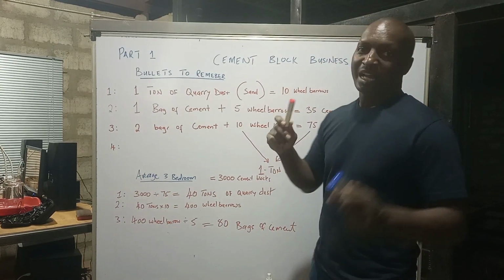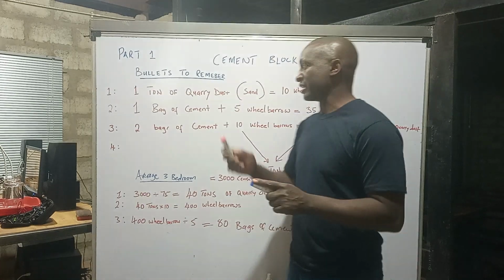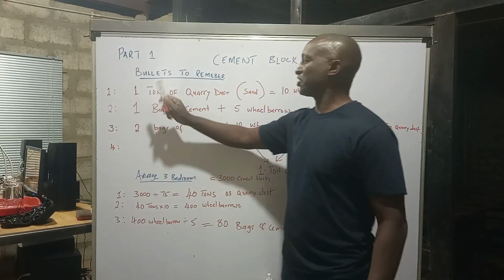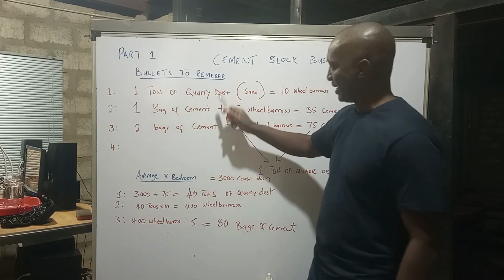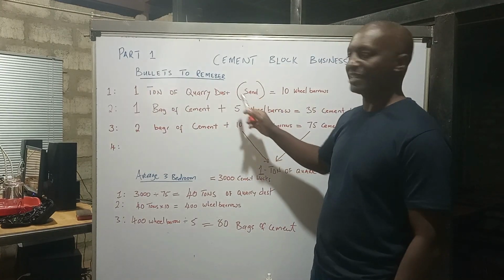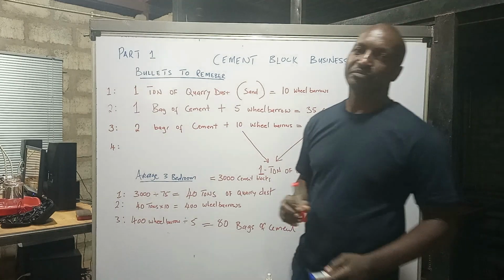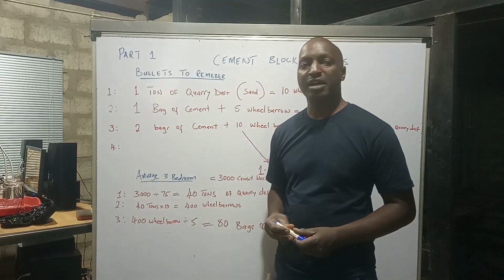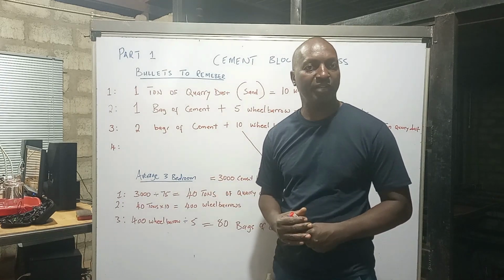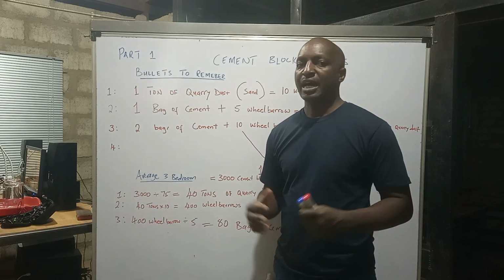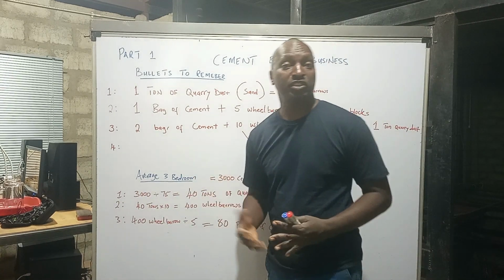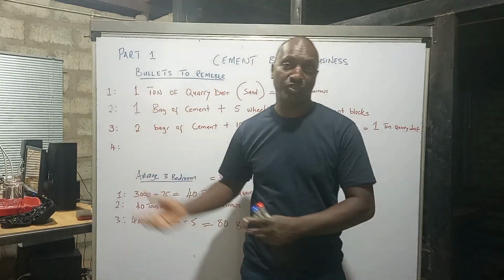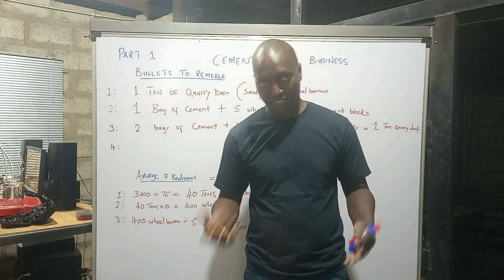All right, so in the video, I also explained that you have to always understand this. Point number 1, which says 1 ton of quarry dust or sand is equal to 10 wheelbarrows. I discovered this out of experience. I remember I was building a house for somebody, and I couldn't afford to be traveling, collecting the materials using a big truck. So I was using my 1 ton pickup.